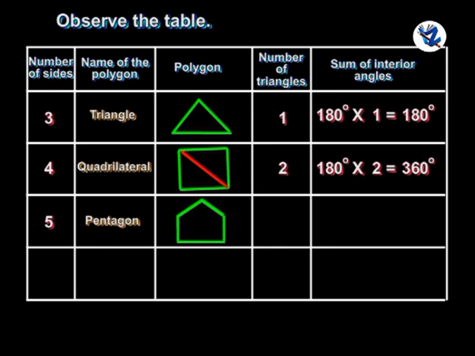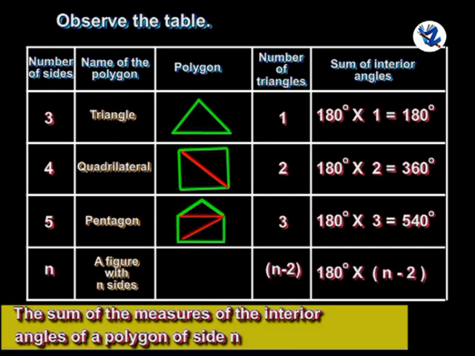Pentagon is the polygon with 5 sides. The number of triangles are 3. So sum of interior angles is 180 into 3, that is 540 degrees. So remember, the sum of the measures of the interior angles of a polygon of sides n is 180 degrees into n minus 2.